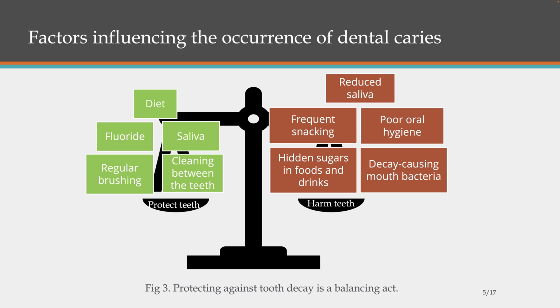Factors that increase the risk of tooth decay: poor oral hygiene, hidden sugars in foods and drinks, frequent snacking, a diet filled with sugary foods, decay-causing mouth bacteria, reduced saliva. Factors that protect and decrease tooth decay risk: regular brushing, cleaning between the teeth, e.g., flossing, saliva, diet, fluoride.